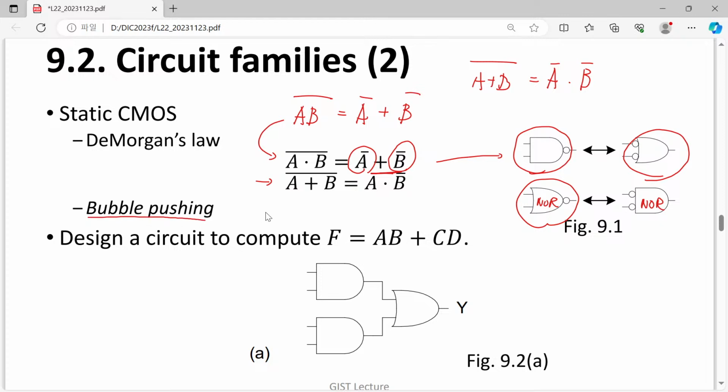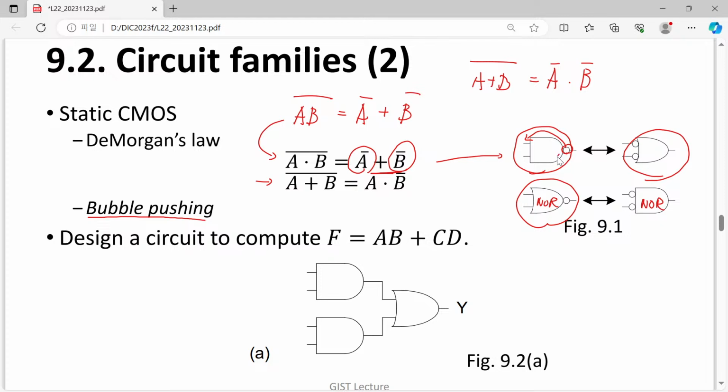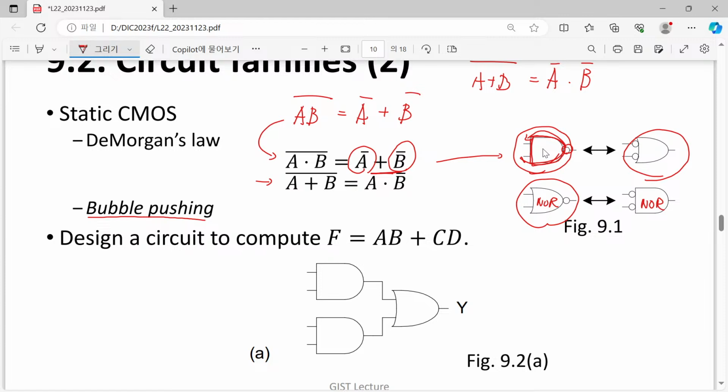Okay, so this kind of drawing is called bubble pushing. Simply speaking, if you push this bubble from the output to the input, then please exchange or swap the form of your logic gate. Previously it was AND and it now becomes OR.